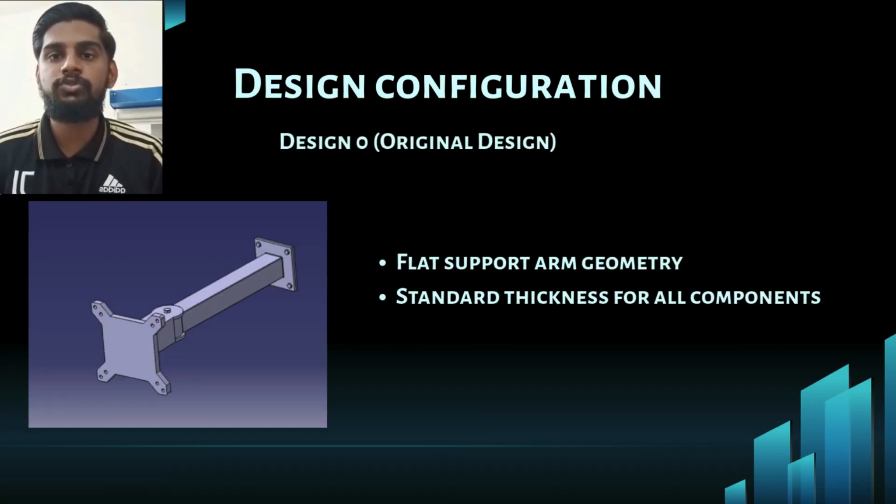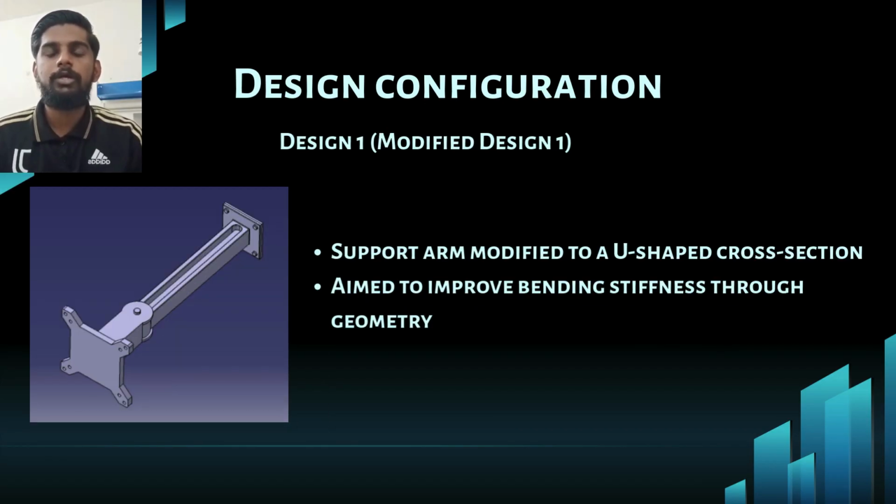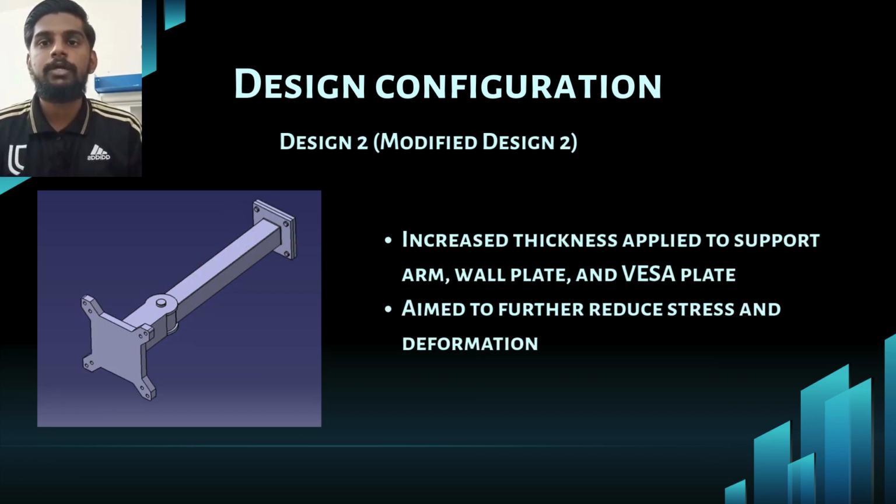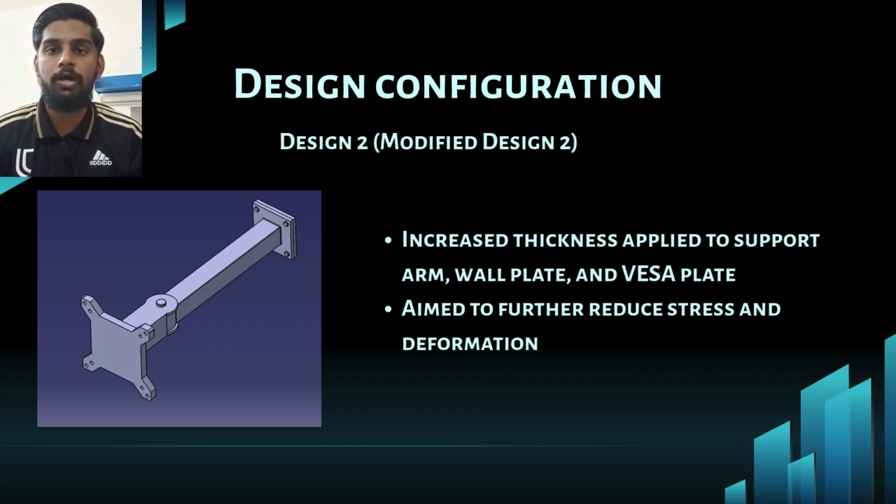The image on the slide shows the CAD model of the original design. Design 0 is the original configuration, which uses a flat arm with standard component thickness. This design is used as the baseline for comparison. Design 1 is the first improved design, where the support arm is modified into a U-shaped cross-section. This modification is intended to improve stiffness by changing the geometry without significantly increasing the material usage. Design 2 is the second improved design, where the thickness of critical components including the support arm, wall plate, and VESA plate is increased. This design aims to further reduce stress and deformation by increasing overall structural stiffness.